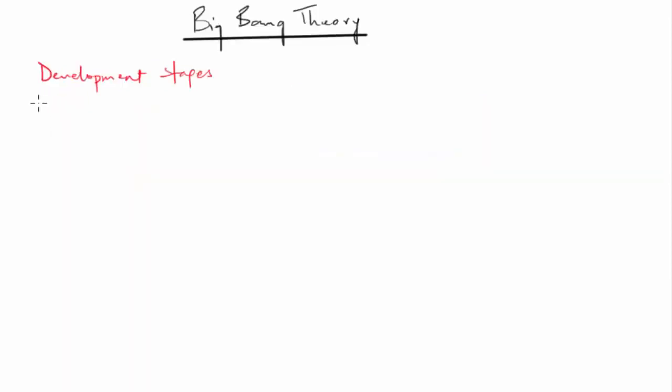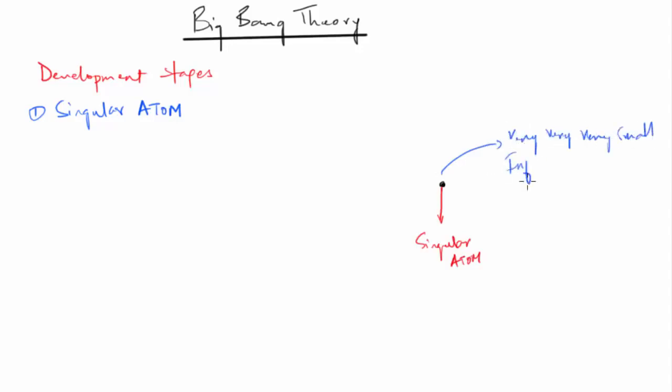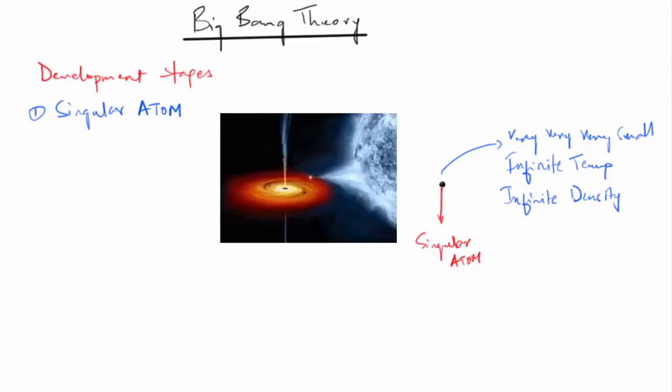Now, the Big Bang Theory considers the following stages in the development of the universe. In the beginning, all matter forming the universe existed in one place in the form of a tiny ball, that is, a singular atom, with an unimaginably small volume, infinite temperature, and infinite density. Well, to be honest, where did it come from? We don't know. Why did it appear? We don't know.